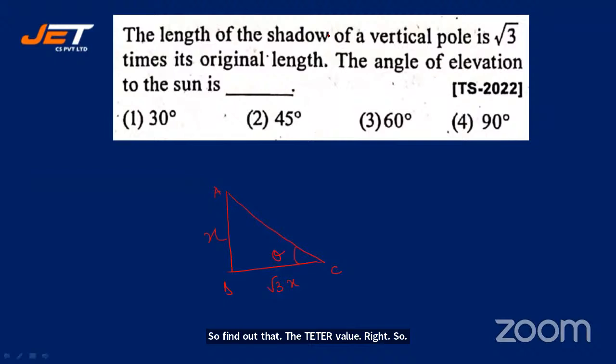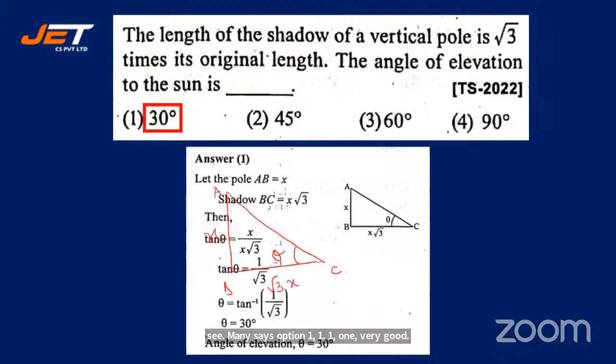Let's see. Many says option 1, 1, 1, 1, 1. Very good. Let's see the correct answer. Yes, it is option 1. How? See, let the pole AB be equal to x. That's what we assumed. The shadow is BC. That is a base x into root 3.